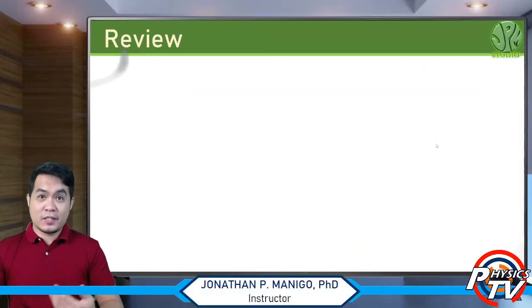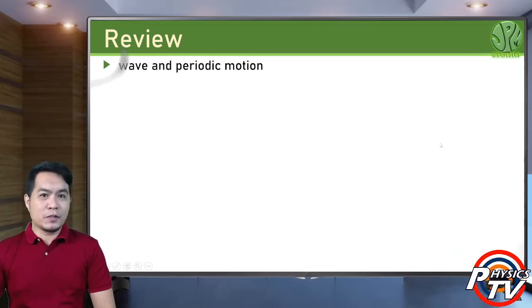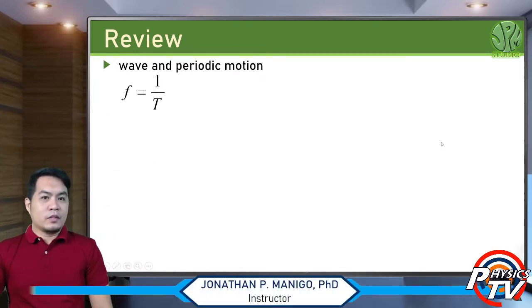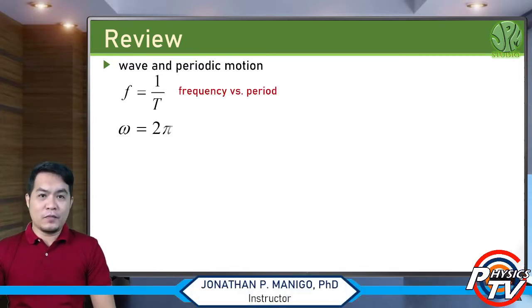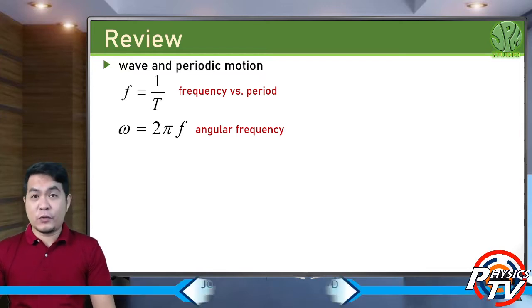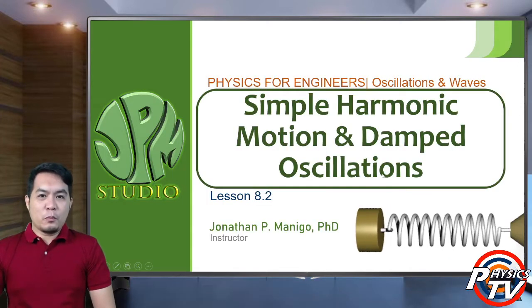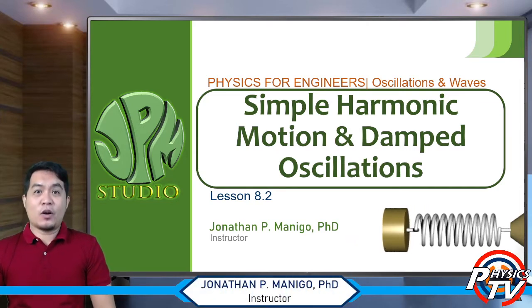Before we proceed, let us first review what we discussed in the previous chapter. We discussed waves and periodic motion, and we defined the relationship between the frequency and the period to be inversely proportional. Also, we defined a quantity called angular frequency, which is 2 pi times the frequency, or 2 pi over the period. For this lesson, we will be talking about simple harmonic motion and damped oscillations.